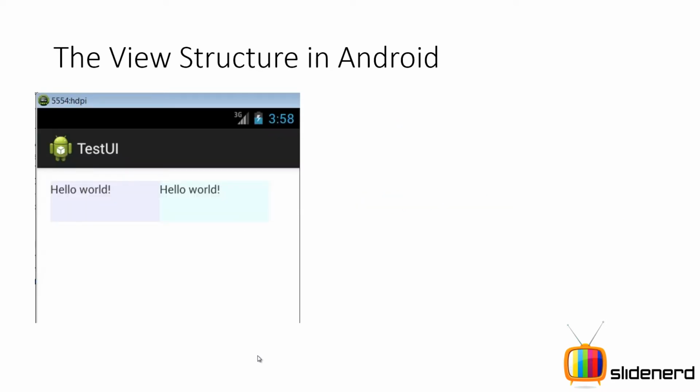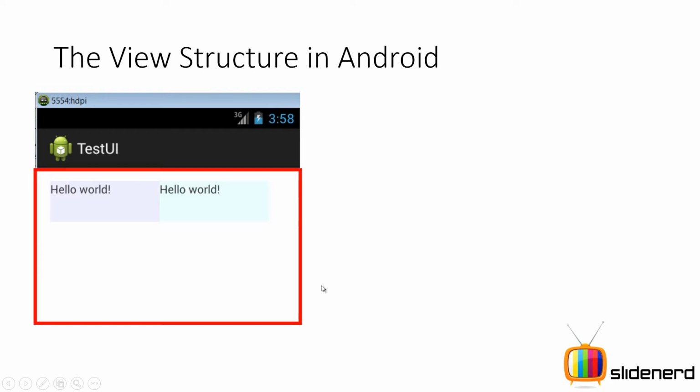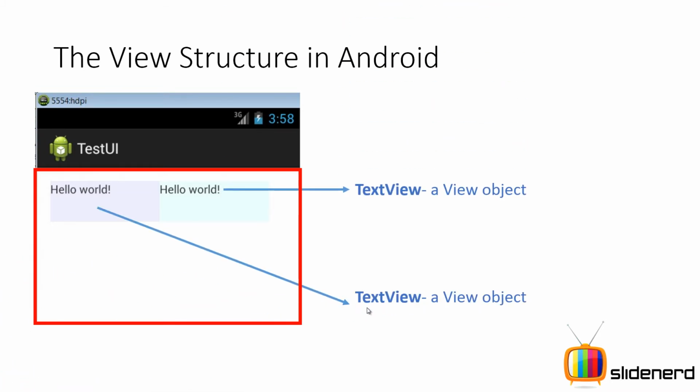So here I have a demo app running which says hello world two times. You guys can see there are some different colors in the background. These colors represent the background color of the text view which I have used over here. And there is this red colored rectangle which you guys can see. It's an invisible rectangle, right? Now here is a text view which is a view object. There's another text view which is also a view object. And this invisible rectangle is a linear layout. Now what this linear layout does here is it is responsible for placing the views side by side along different columns inside the same row. Alright, so the linear layout is basically responsible for arranging contents inside the screen, right? And that is what a view group does.